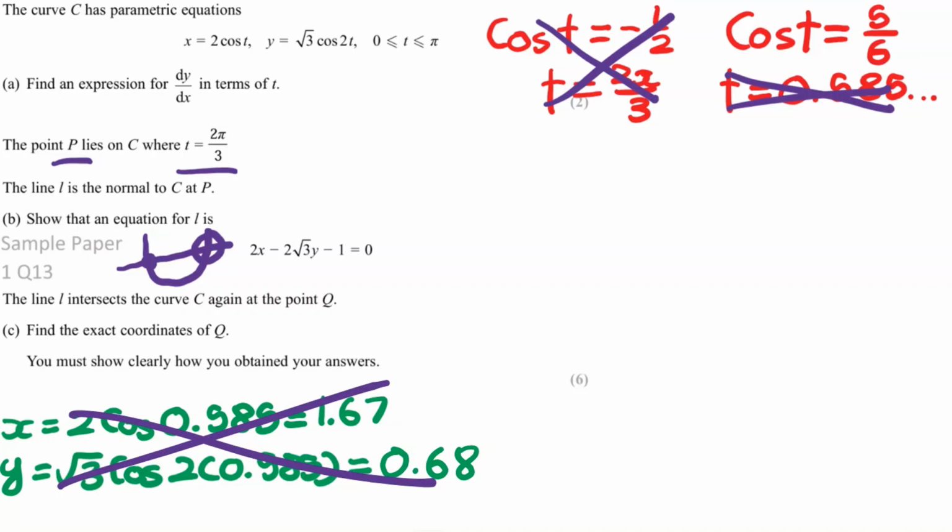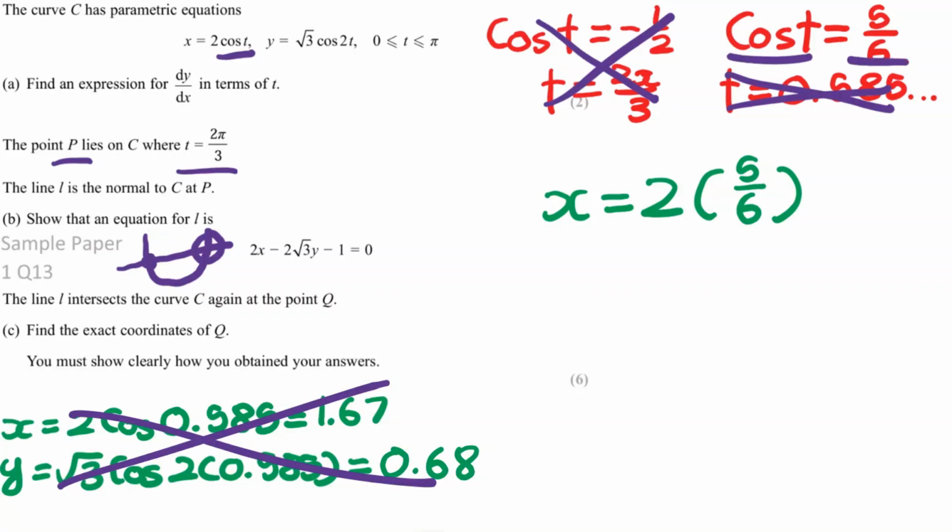Okay, so what we're going to do here is, if we start with the x parametric equation, because this is easier, it's going to be x is equal to 2, but here we have cos t, so rather than cos t, we're just going to sub in this 5 over 6. 2 times 5 over 6 is 5 over 3. So x is equal to 5 over 3. This is the exact value.